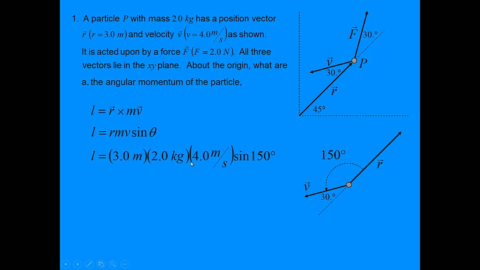3 times 2 is 6, times 4 is 24, times a half is 12 kilogram meters squared per second. And this is an angular momentum, which technically needs a direction. On a multiple choice problem, they might say the magnitude of the angular momentum so that you don't have to worry about that. But in this case, I just said angular momentum.